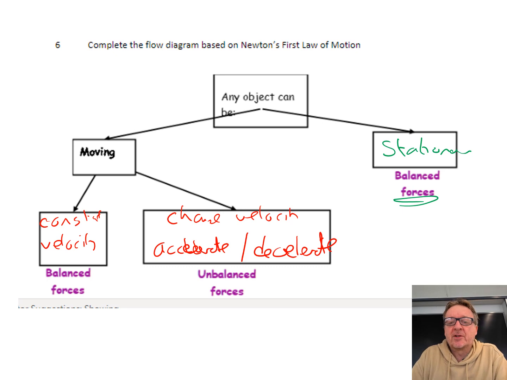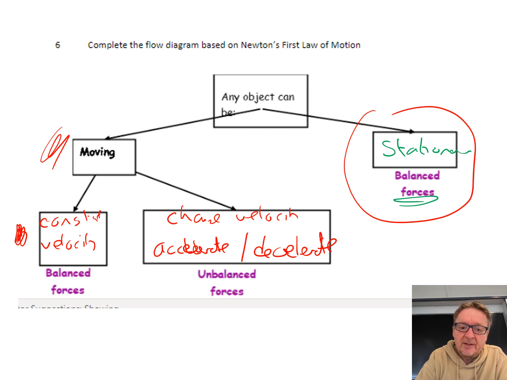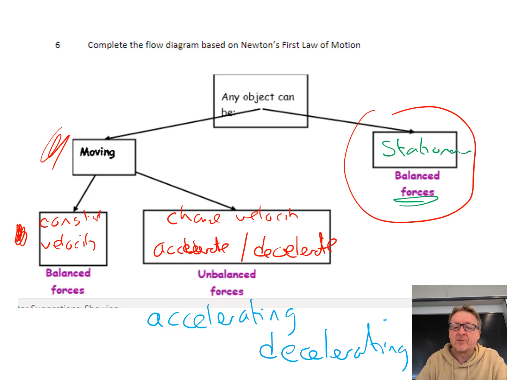So this is then Newton's first law of motion. He says that if an object is stationary, the forces are balanced. If the object is moving, it could be doing two things. If the forces are balanced on that moving object, it will stay at a constant velocity. It will just keep going at the same speed. If the forces are unbalanced, so there are forces working on it in different directions, it could be accelerating, if the force behind it is bigger, or it could be decelerating, which might be slowing it down.